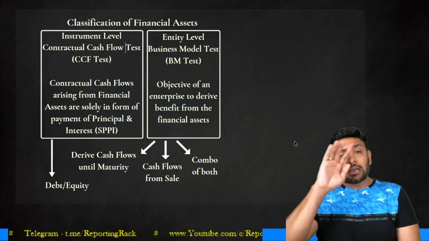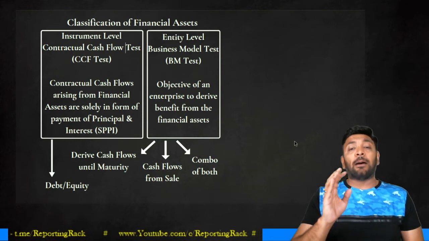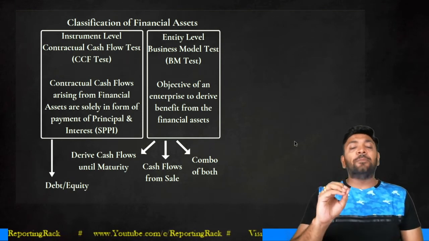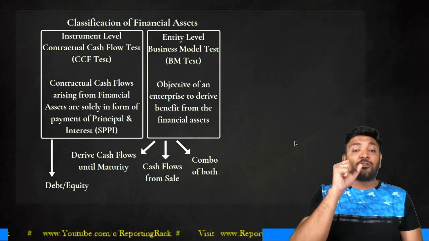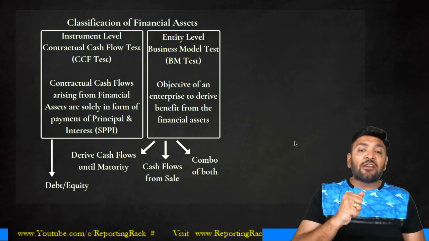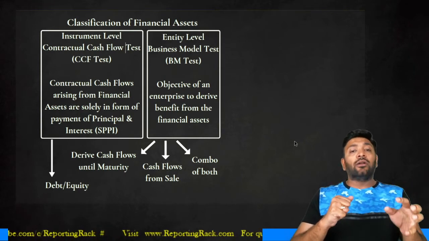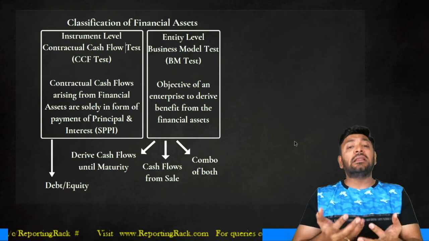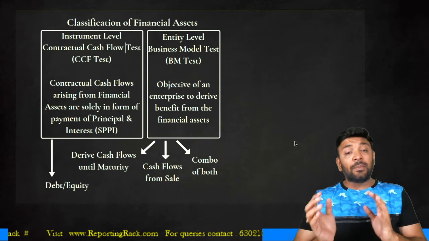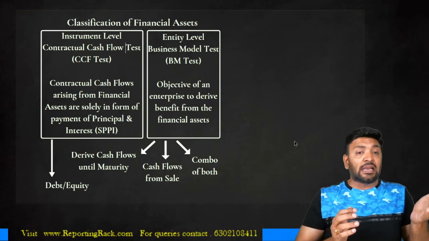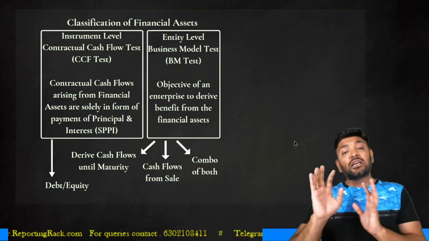Coming down to entity level testing, which is the subsequent test after the instrument level test, I will apply a business model test. Under a business model test, I will try to determine what is the objective of the enterprise to derive benefit from the financial asset. Do I want to derive benefit from the financial asset by holding it until maturity to derive the cash flows? Or do I have an intention to sell this financial asset to derive cash flows? Or is it a combination of both? That means I intend to derive cash flows until a particular point of time, and subsequent to that, I want to derive cash flows from the sale of this. So that is a combination of both.